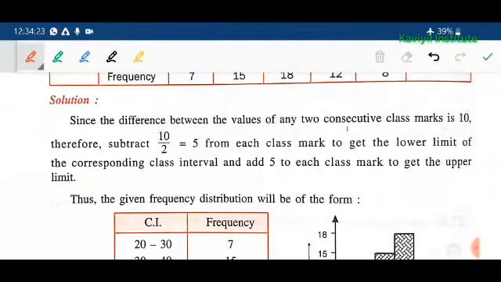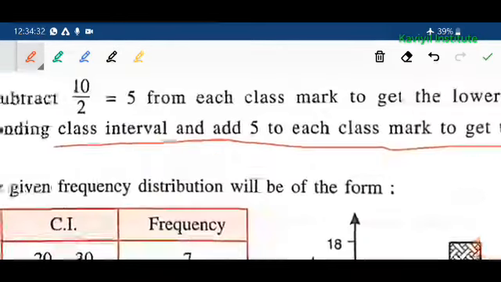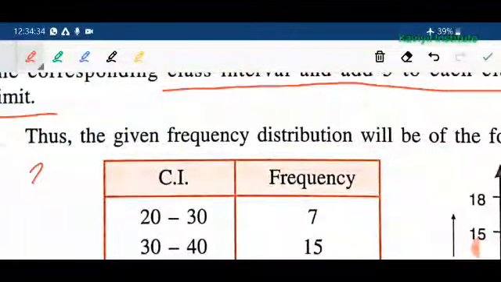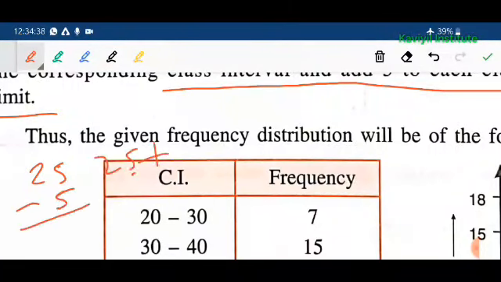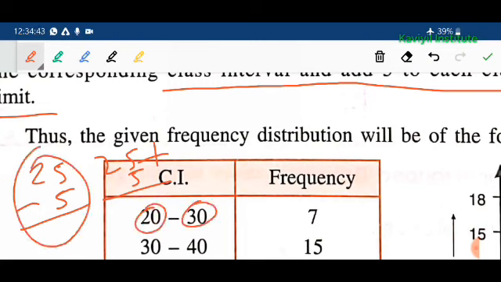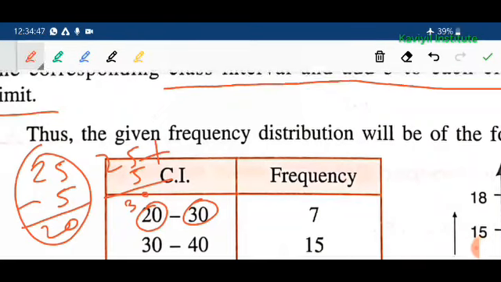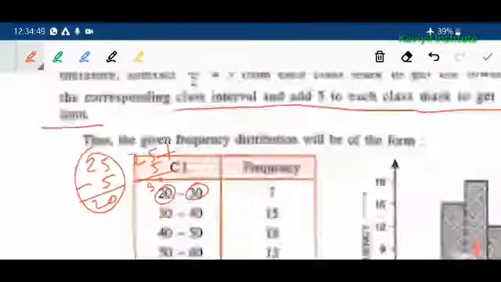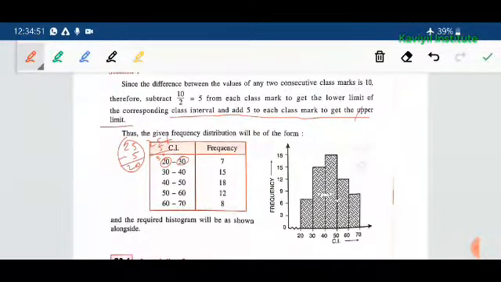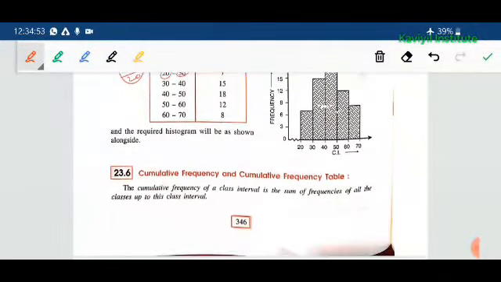Simply it is understood that for a corresponding class interval, add 5 to the class mark to get the upper limit, and subtract 5 to get the lower limit. So 25 was the one we were having: 25 minus 5 and 25 plus 5. So we will get a 30 here, and here we will get a 20. Understood? Once the class is set, then the frequency we have to copy in the same manner. There is nothing to be done, and the balance graph is the same.